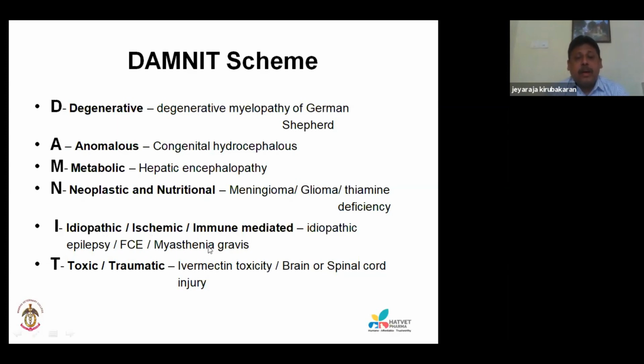Then comes myasthenia gravis, which is an immune-mediated disease. And T for toxic or traumatic: you know that ivermectin toxicity can cause neurological signs. Metronidazole can cause vestibular signs. Coming to traumatic, it can be a trauma to the brain or the spinal cord.